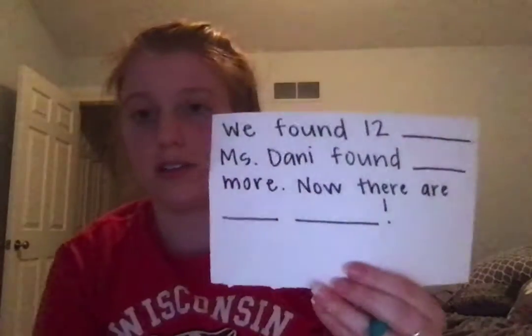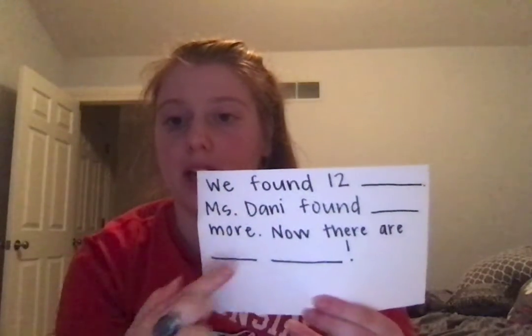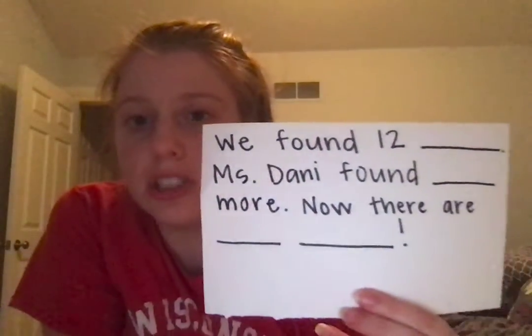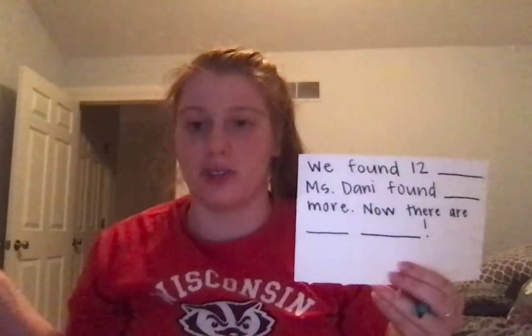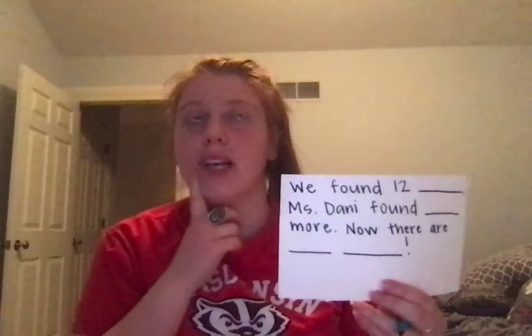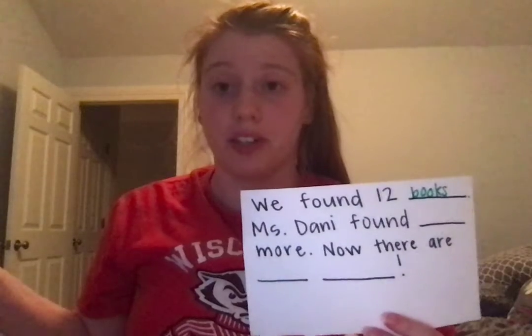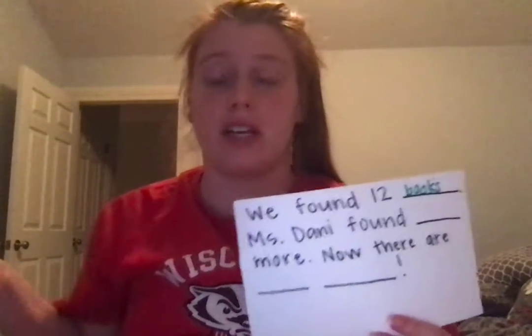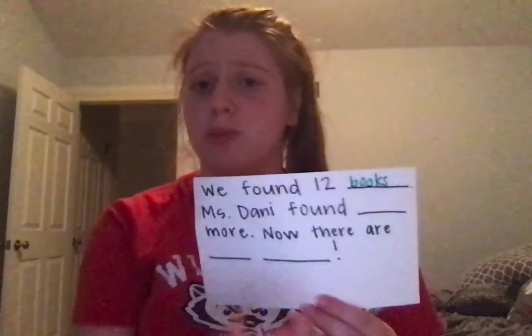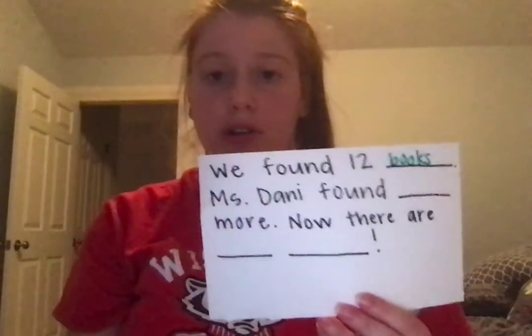Our next problem. We found 12 blank. Miss Danny found blank more. Now there are blank blank. All right, so you get to choose. We found 12. What do you think we found 12 of? I'm going to say we found 12 books. So I wrote books. You might have chosen something different. You might have chosen, we found 12 stuffed animals. We found 12 pencils. You can choose whatever you want. That's the cool thing about writing your own word problems, is you get to make them totally your own.